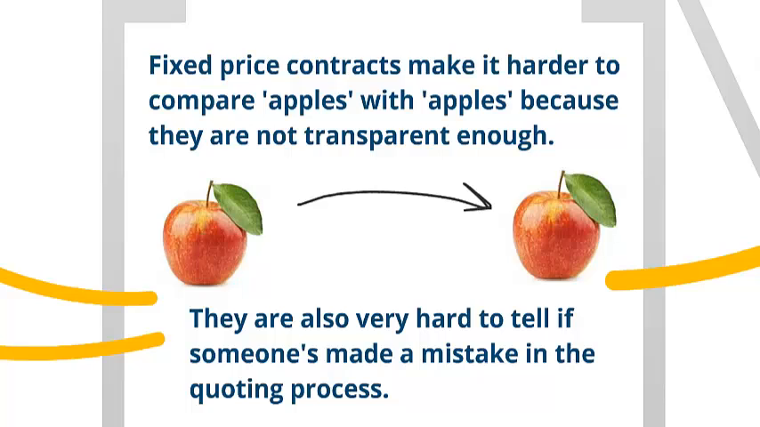Fixed price contracts tend to be the hardest to try and compare apples with apples. This is because they're not transparent enough. They're also very hard to tell if someone's made a mistake in the quoting process. Remember that if a mistake has been made and no one picks it up, or conversely, you drive a very hard deal for the price, inevitably, what tends to happen is that the contractor then starts to look for every and any available option to try and recuperate their losses. Whether this is intentional or not, this is human nature. Nobody wants to be working for nothing, or worse still, nobody wants to make a loss.